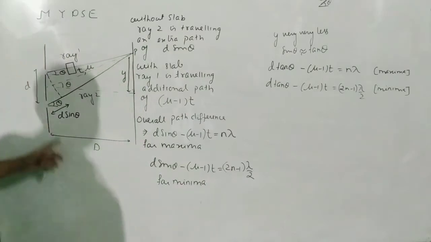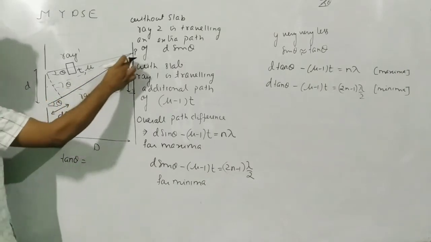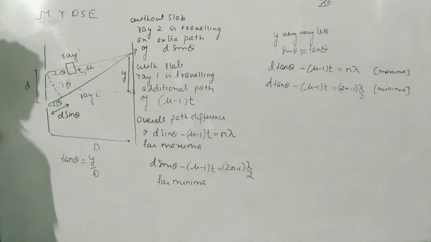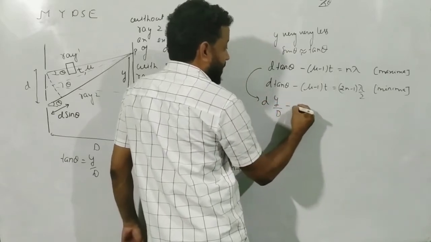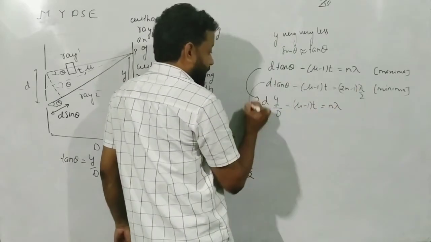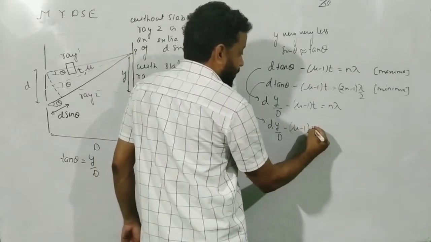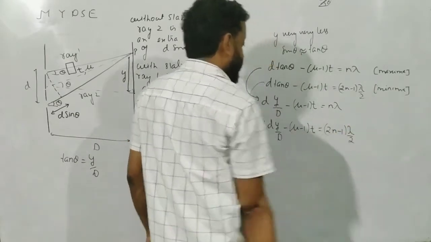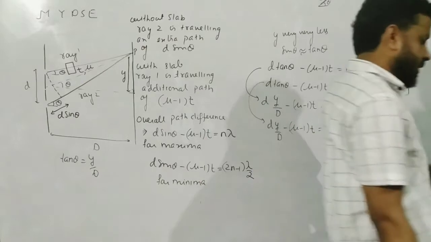And what is tan theta? From the geometry of this diagram, I can write tan theta as perpendicular by base. So this equation will now turn out as dy by capital D minus mu minus 1 into t equals n lambda for maxima, and this one will become dy by capital D minus mu minus 1 into t equals 2n minus 1 lambda by 2 for minima. Alright. Now, what are the questions which they ask? And this is extremely important that you understand this.